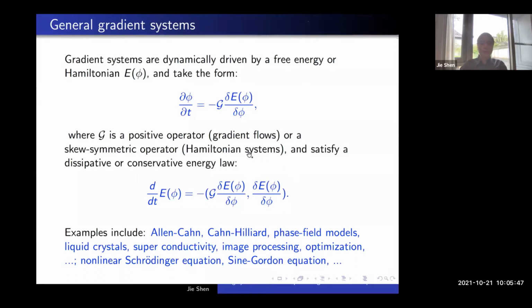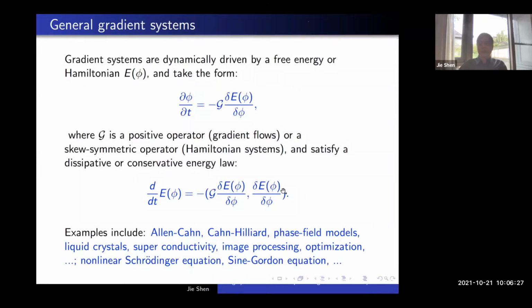So a very important property of this gradient system is that when you take the inner product of this equation with the variational derivative, on the left-hand side, you get the time derivative of the free energy. On the right-hand side, you have this inner product, which, since G is either positive or skew-symmetric, is always less than or equal to 0. So that's the energy dissipation or energy conservation.